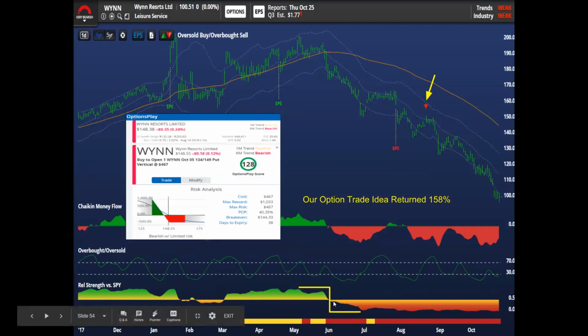Wynn began to underperform the market in June and had a very bearish rating in late August, early September, with institutions selling the stock. The stock became overbought and triggered one of our sell signals, at which point I told our clients to consider playing the downside through a bearish vertical put spread. We closed that trade for a 158% return on the options trade over the course of about 6 weeks. Wynn was a weak stock in a weak industry group. We took advantage of our sell signal to tell us when to put the trade on.